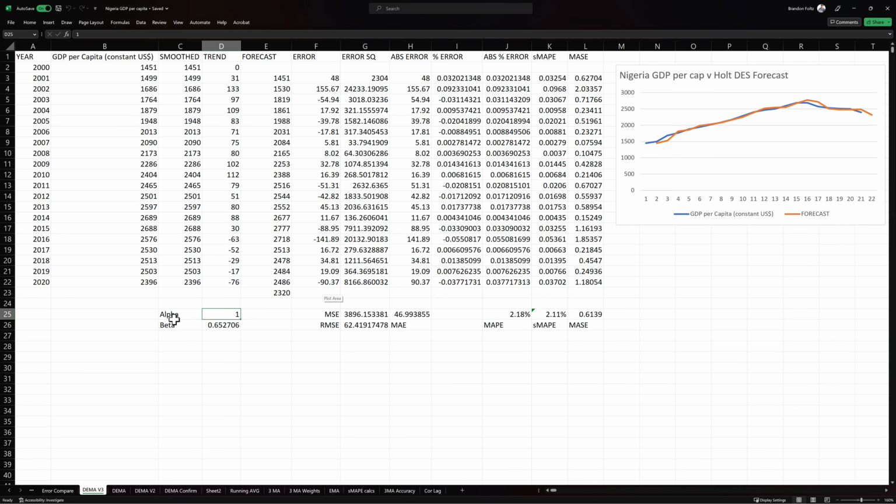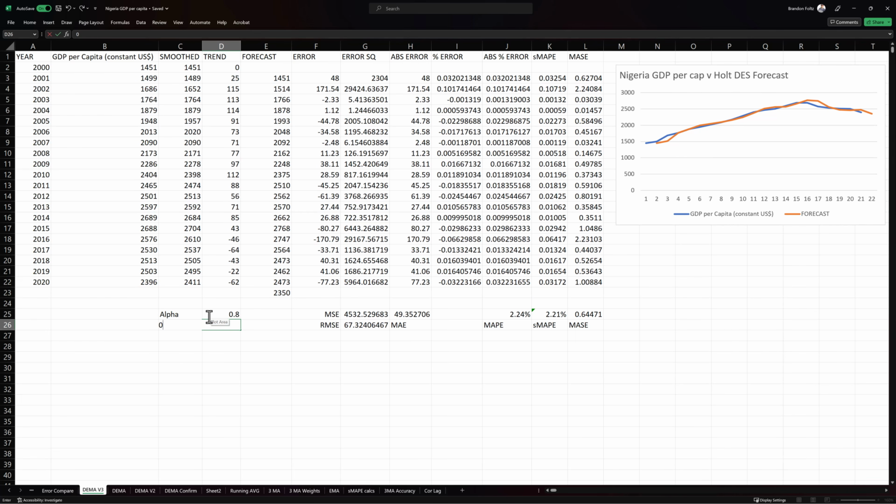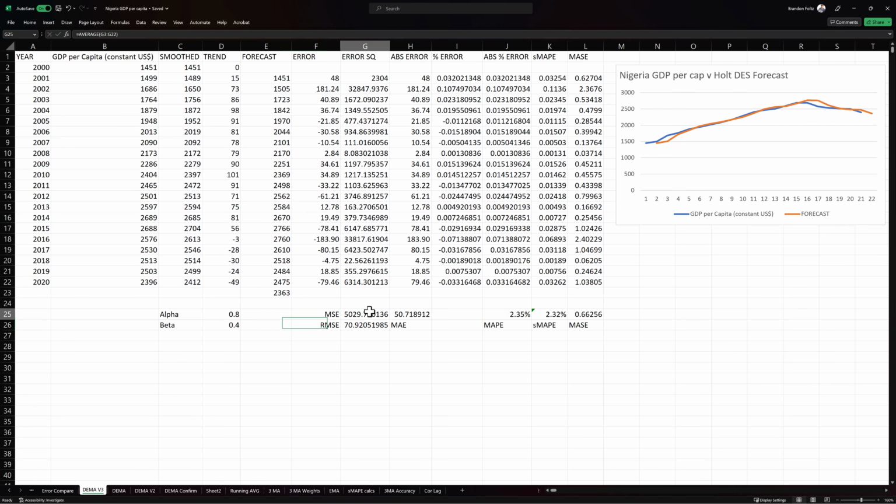And now we have an alpha of 1 and a beta of 0.653 approximately. Now our mean square error is at its lowest of 3,896. Now I can change this back. So remember 3896. If I go 0.8, 0.4, now we have an MSE of 5029.